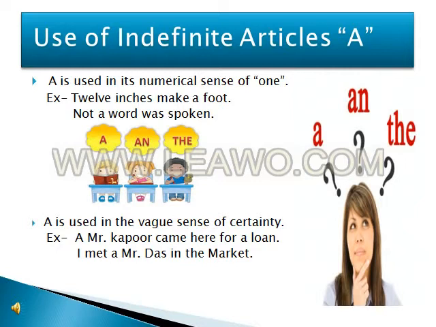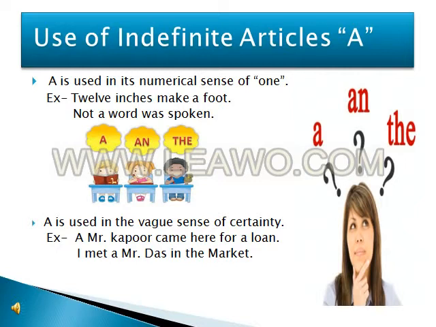Second, a is used in the vague sense of certainty. Before I go any further, I would like to define the word vague. What does it mean, vague? It doesn't mean that whenever we're sure about something, then we use article a. No, vague sense. When something or somebody is ill-defined, means we're not sure about the particular thing or person, we use article a. For example, Mr. Kapoor came here for a loan. Like somebody called Mr. Kapoor came here for a loan. I don't know about him. Who is he? I know only his name.